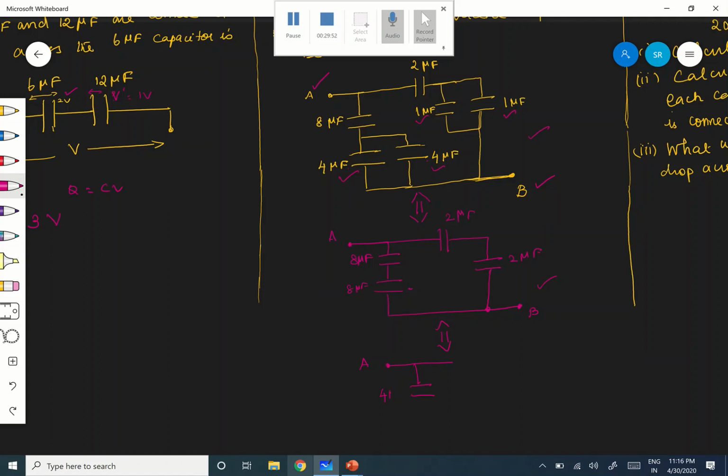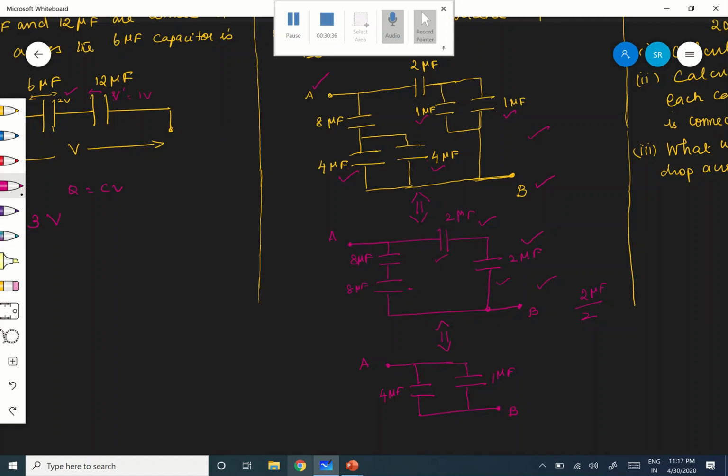4 microfarad. Okay, and here 2 and 2 are in series, na. 2 and 2 in series means 2 divided by how many? 2 capacitors, 2 by 2, therefore it will be 1. When two 2 microfarad capacitors are connected in series, therefore 2 microfarad divided by 2, therefore it will be 1. Correct? 1 microfarad. Therefore, now it is your B.